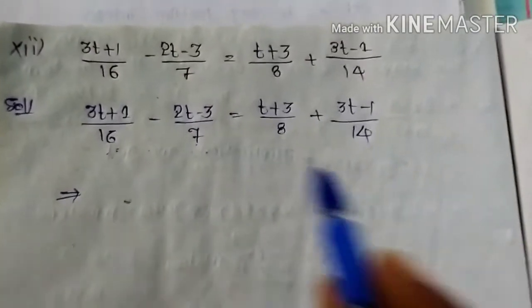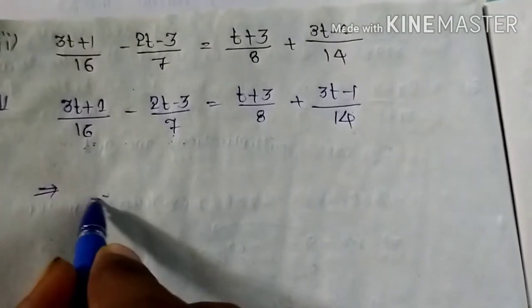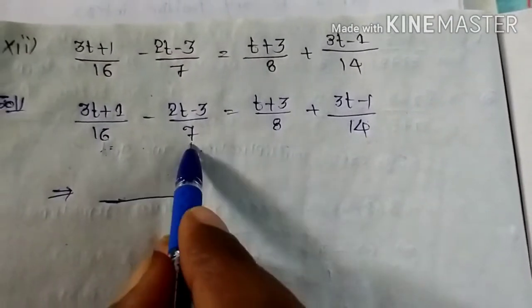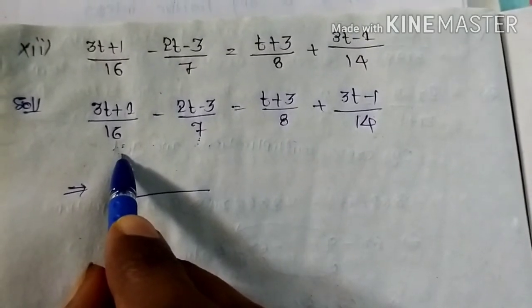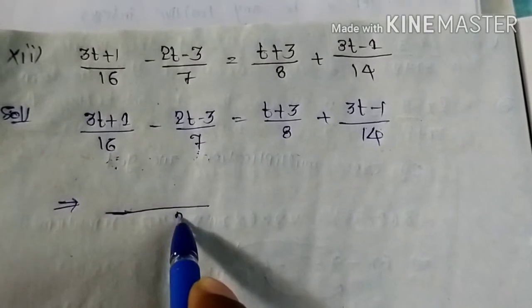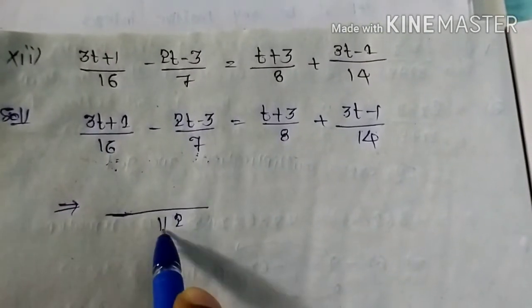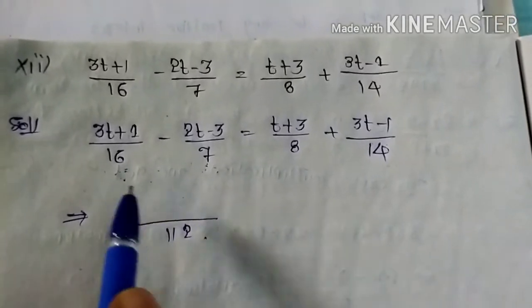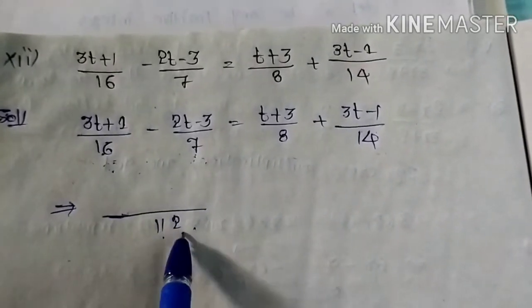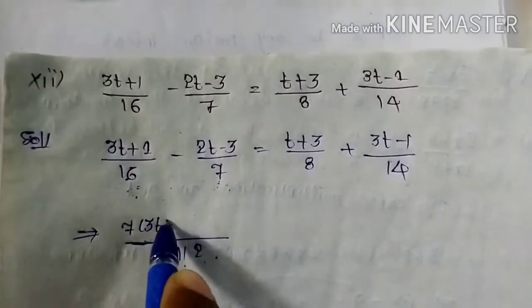You will get the answer. First of all you need to see what is the LCM of 16 and 7. You can find the LCM of 16 and 7. These do not have any common factors, yes, so I am writing here 16 into 7. You can directly write 7 6s are how much? 42. 7 1s are 7. 7 plus 4 is how much? 11. That means 112 is your LCM. So you can write here 16 7s are 112. So you can write here 7 into (3t plus 1).